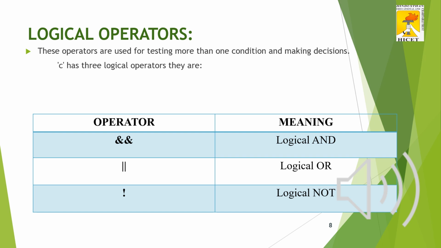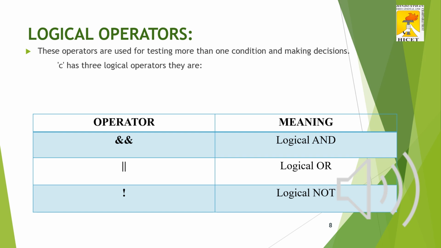Next one is the logical operators. These operators are used for testing more than one condition and making decisions. In your program or task, if you have more than one condition to check, we can use logical operators. They will check which is correct, and then you will get the answer.